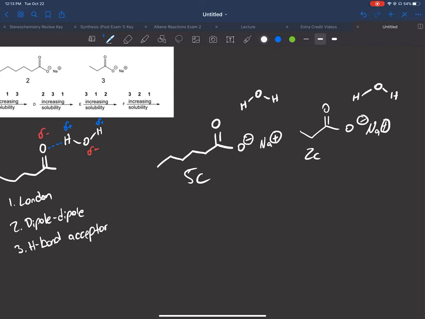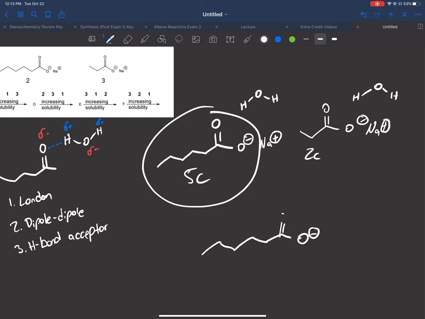Another thing is, the more branching you have, that's going to increase our solubility. By branching, I mean you have substituents off the parent chain. So comparing this molecule versus this molecule, where the molecular weight is the same and we've just shifted the carbons, the one with the branching is going to have more solubility.